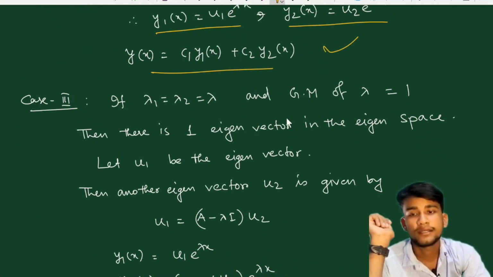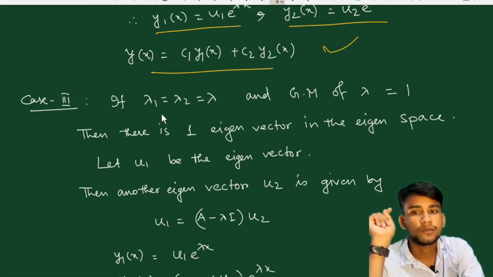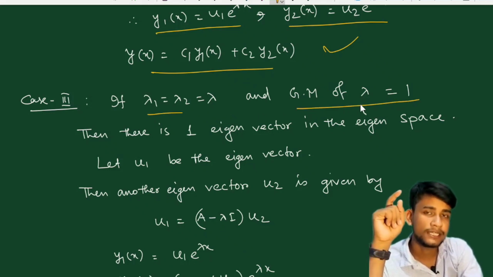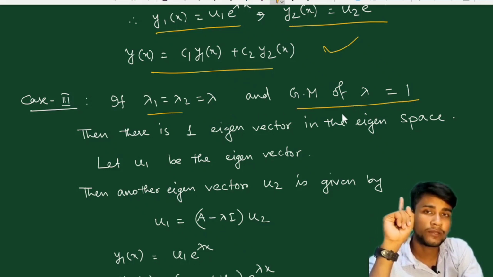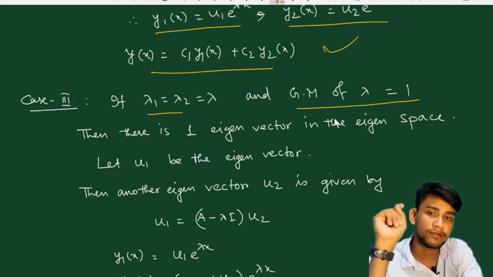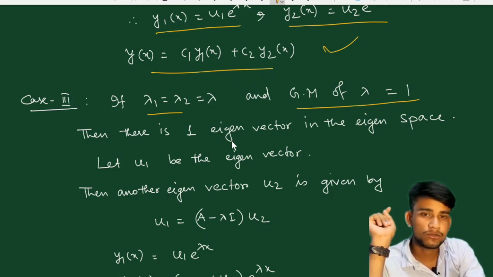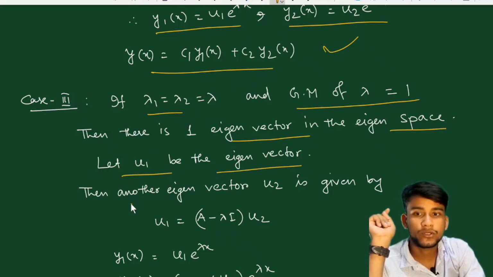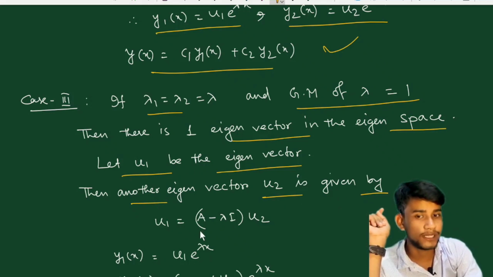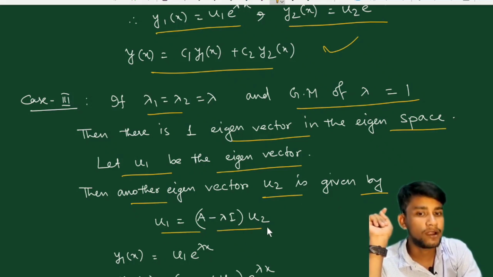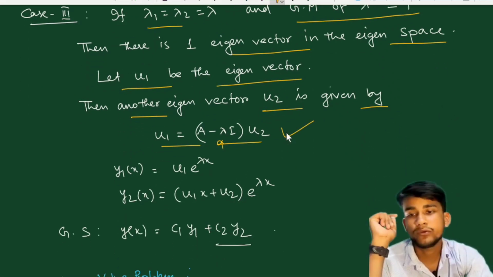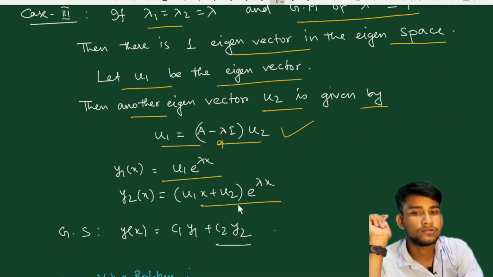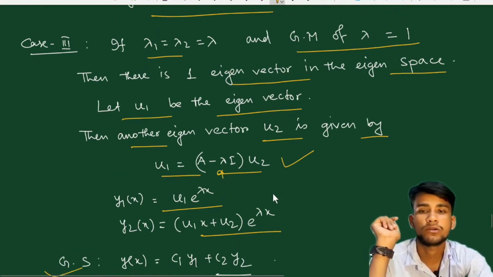Now case 3 is a very important one. If lambda1 equal to lambda2 equal to lambda and gm equal to 1, that is, there is only one eigenvector in the eigenspace corresponding to the eigenvalue lambda. Let u1 be the eigenvector, then another vector u2 is given by u1 equal to (A minus lambda I) into u2, where lambda is the eigenvalue. So we get u1 and u2. Then y1(x) equal to this and y2 equal to this, and the general solution is c1 y1 plus c2 y2.